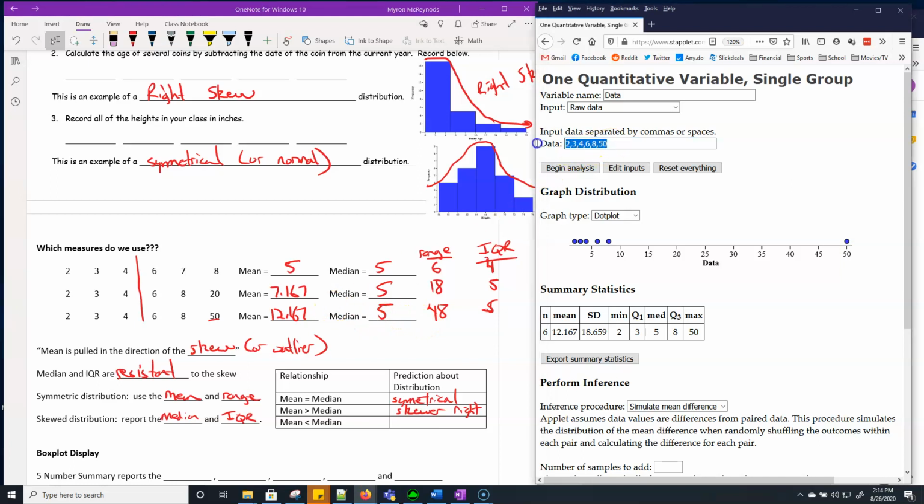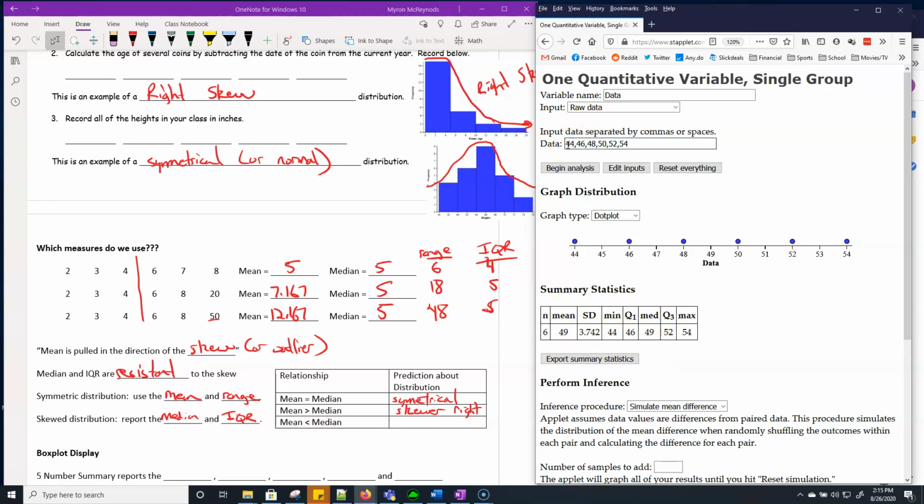Now, what if we went the other direction, and I'm going to show you a skewed left, like say most of the data was 44, 46, 48, 50, 52, and 54, right? Let's do those in begin analysis. Like the data's out here in the 40s and 50s. See how mean and median are about the same, 49, 49?